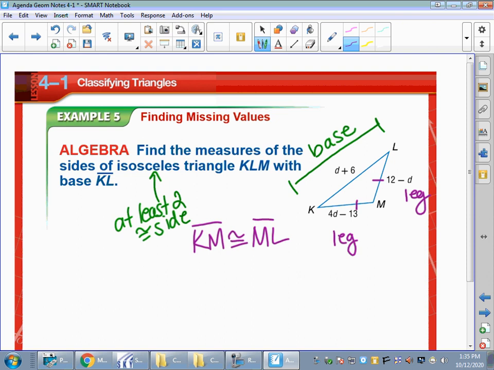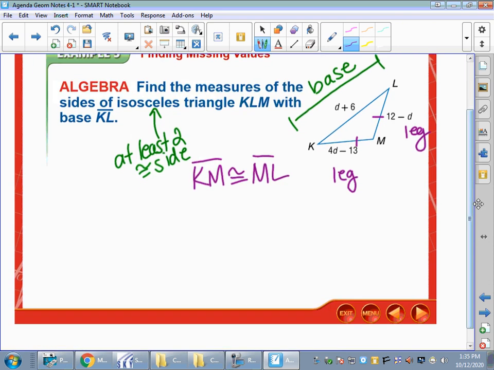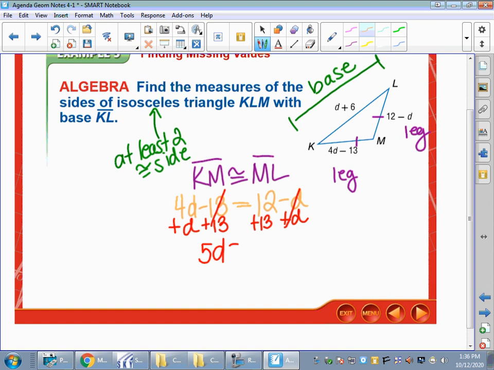If I write a geometric statement, I hope I don't confuse you. But now I'm just going to substitute values in, right? Instead of KM, KM is 4D minus 13. ML is 12 minus D. I've got myself an equation to solve. Hopefully you're good at equation solving. I'm going to add D to both sides. After I do that, I'm going to add 13 to both sides. And I'm going to end up with 5D equals 25. So that's an easy divide to get D equals 3.